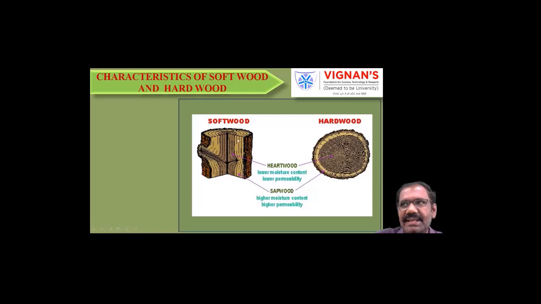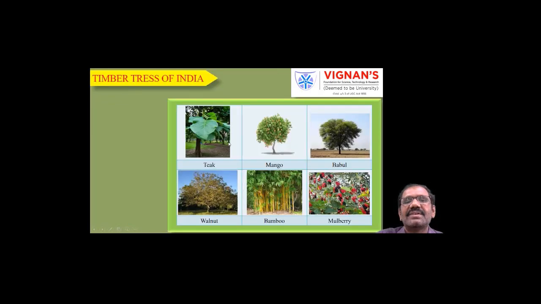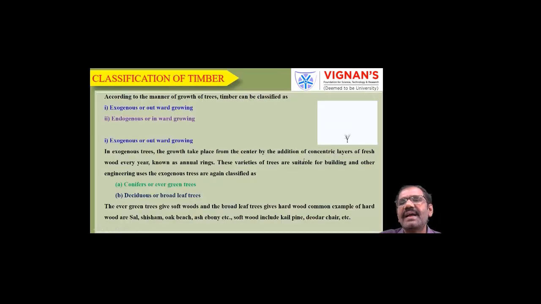All the rings are concentric. Concentric means the center of all the circles is the same. That is called concentric. So that kind of addition of concentric layer, that is the ring layer. Why it is a layer means, vertically if you say, this seems to be a layer in the form of a ring formed over the layers. If you have the number of rings or layers 10, that means it was born 10 years back. So this kind of trees are used for building and other engineering uses.